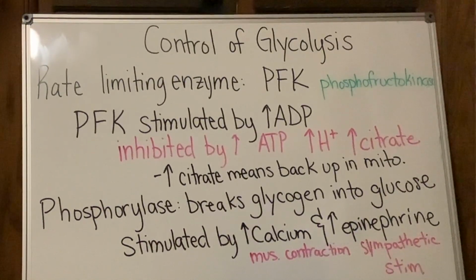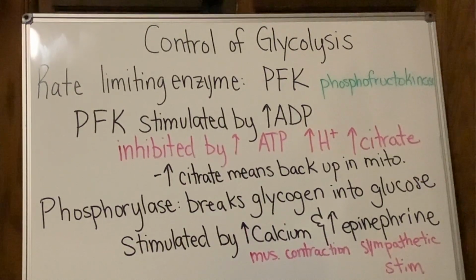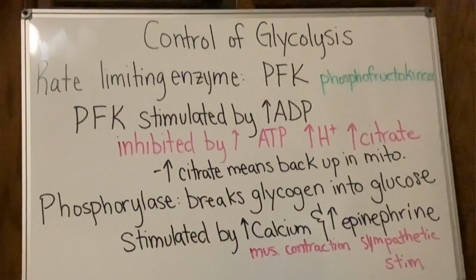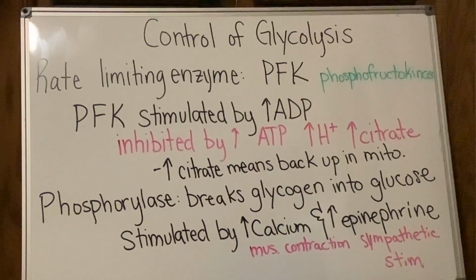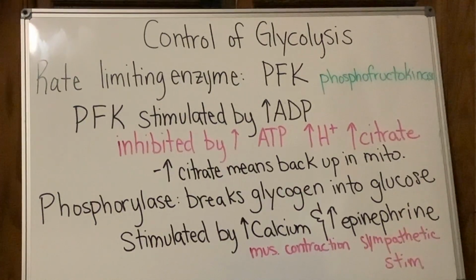Conversely, PFK is inhibited by an increased concentration of ATP, which would indicate a lower metabolic demand of the cell, an increase in hydrogen ions, which can decrease the pH of the cell and limit enzyme activity, and an increase in citrate.